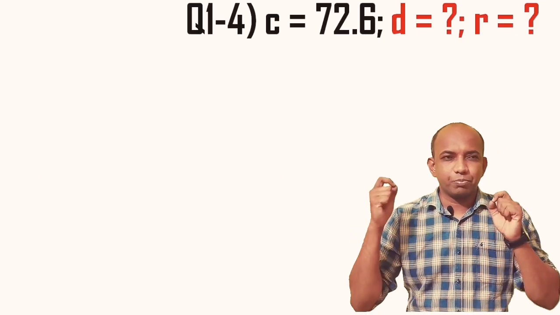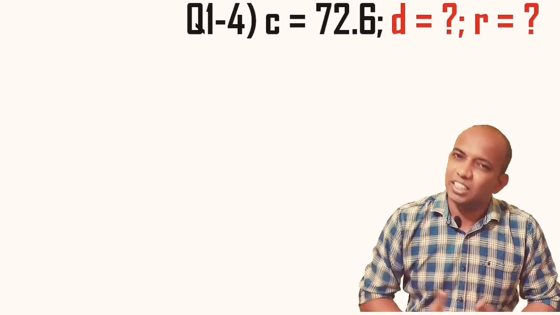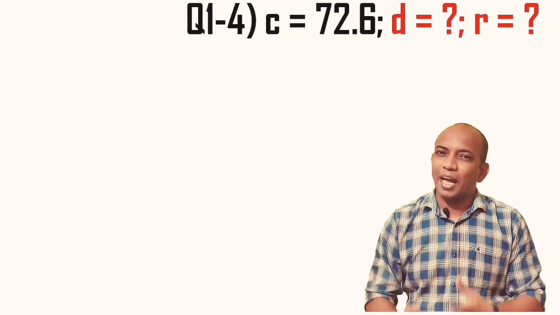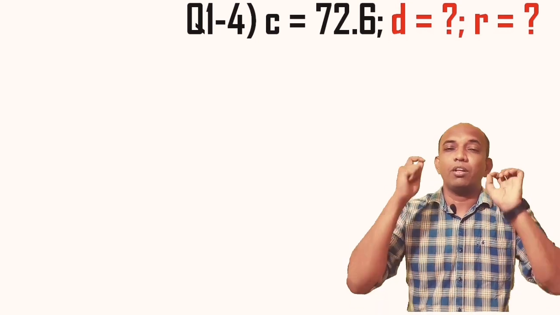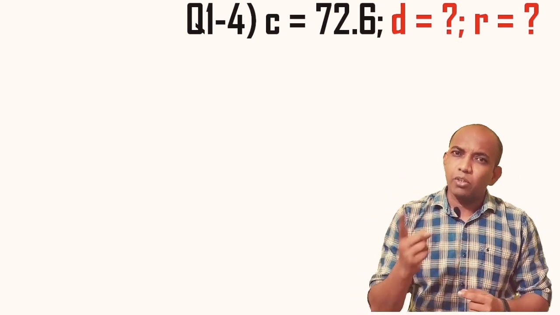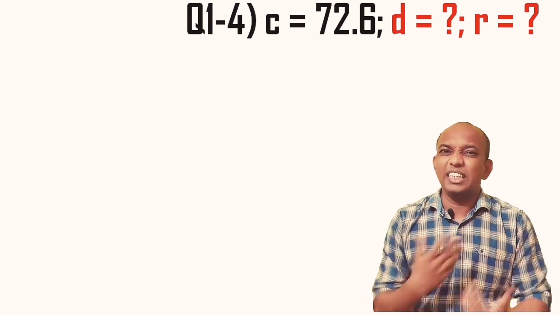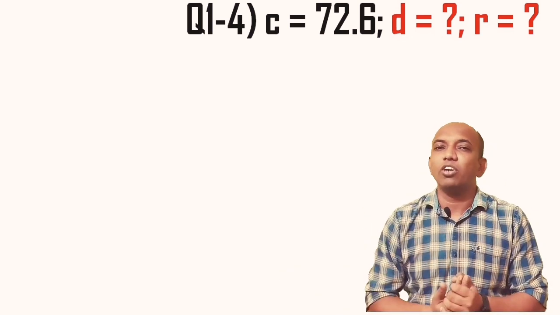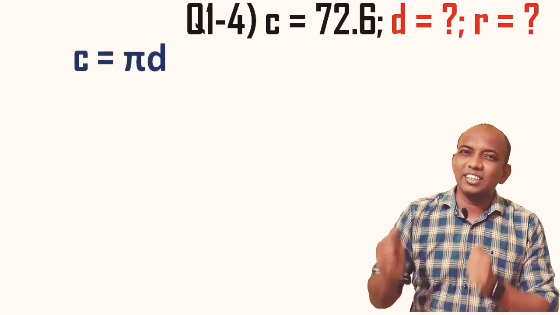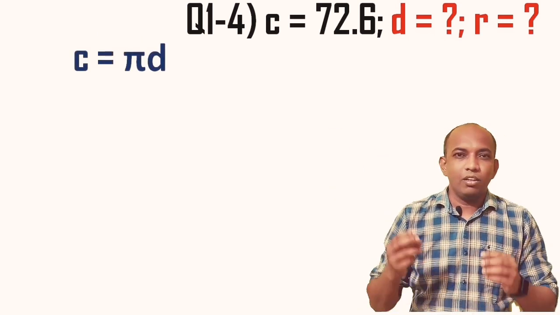The question says the value of circumference is given to us, that is 72.6, and I need to find the diameter and the radius of it. The way I told you, whenever circumference is given, the very first step is to find the diameter because it becomes easier to find it, and then proceed for the radius. So here we go with the formula for circumference. The formula is C equals pi d.